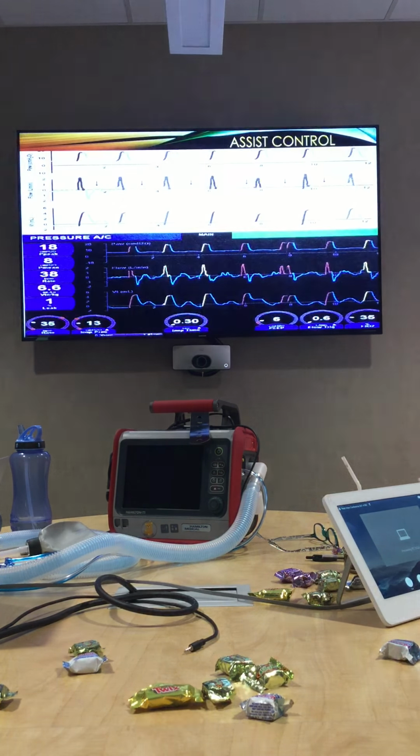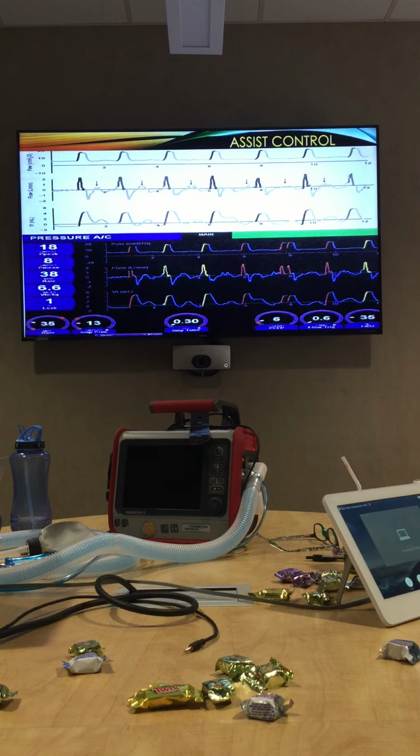Yes. So this is just a patient that's on assist control. However, they're not meeting their flow trigger in between. You can tell when they actually are assisting or trying to trigger the ventilator into a breath, but because they're not meeting that trigger, they're not meeting that breath.